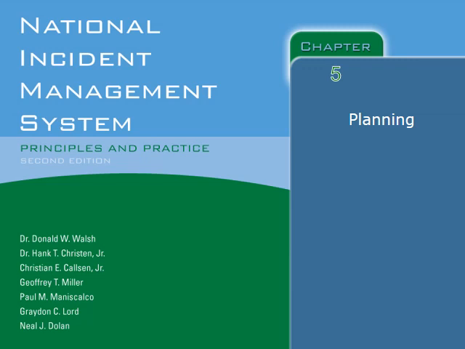With the planning section, there's 5 main phases that you need to understand, and again we'll go into them. The first is understanding the situation, establishing the objectives and strategies, developing the plan, preparing and disseminating the plan, and then evaluating and revising the plan.